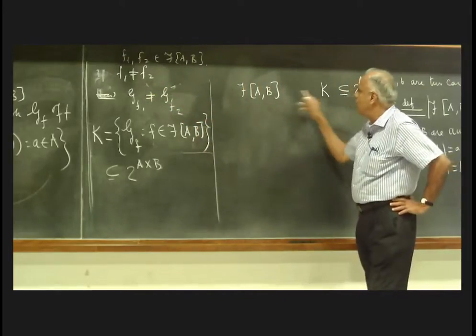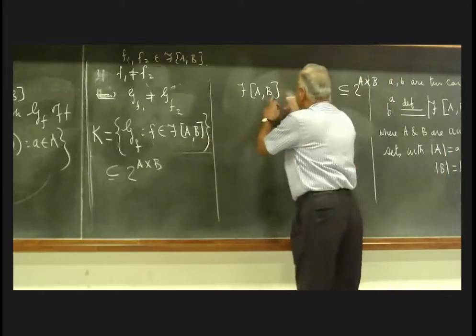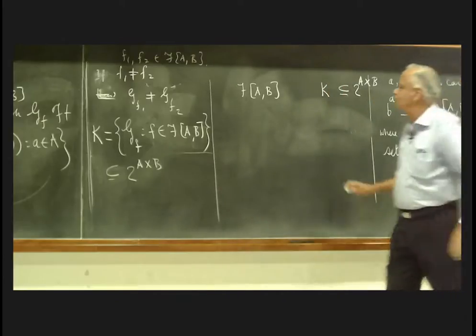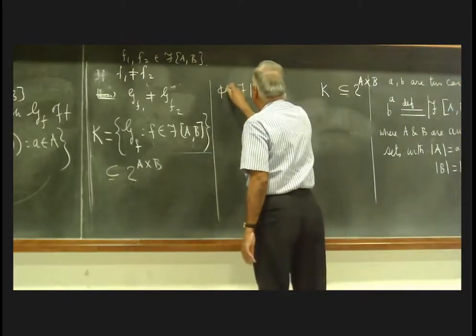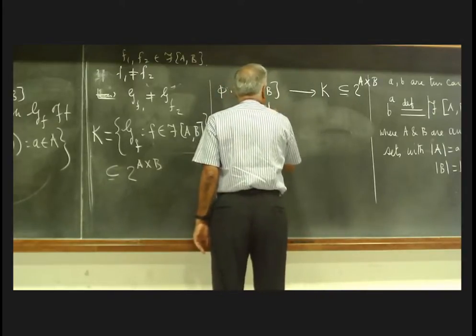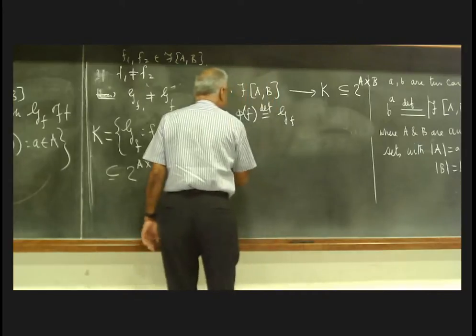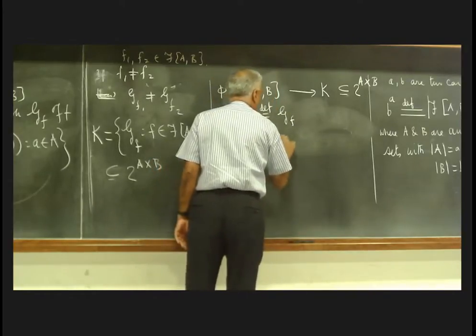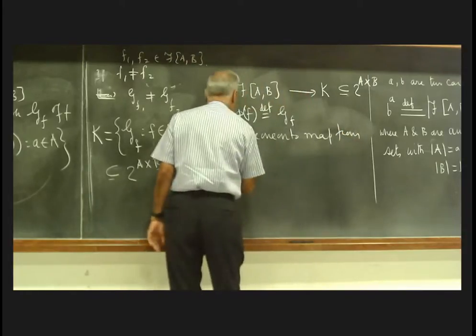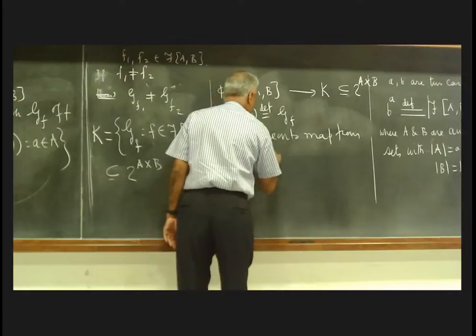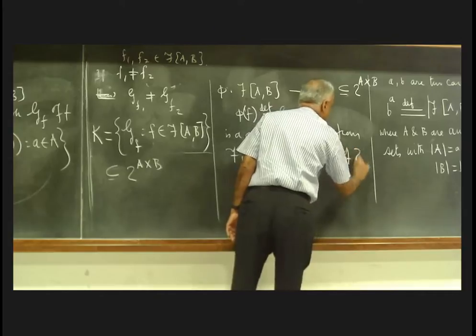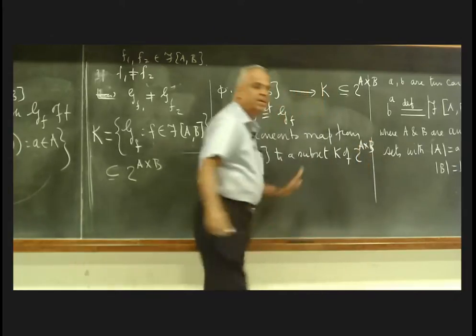And now the way I have collected this GF is onto, because this K is only from the graphs of function. So therefore, this function phi mapped from here to here, defined as phi of f is equal to GF, is a 1-1 onto map from FAB to a subset K of 2 to the A cross B. Is that statement clear?